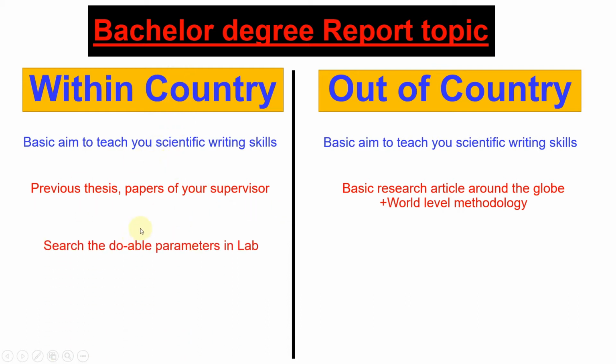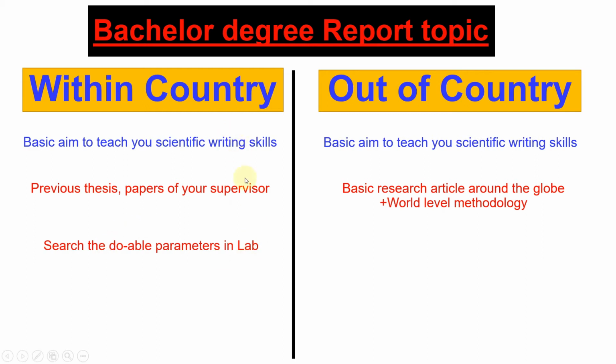If you are doing it within your own country, you have to select only those parameters which you can do in your own lab. Sometimes when you are selecting parameters or factors, I would recommend you select only those topics which are doable in your own lab. Sometimes I know there are some fresh students who select very difficult parameters which are not available in their own lab, or the facilities required to finish those parameters are not available.